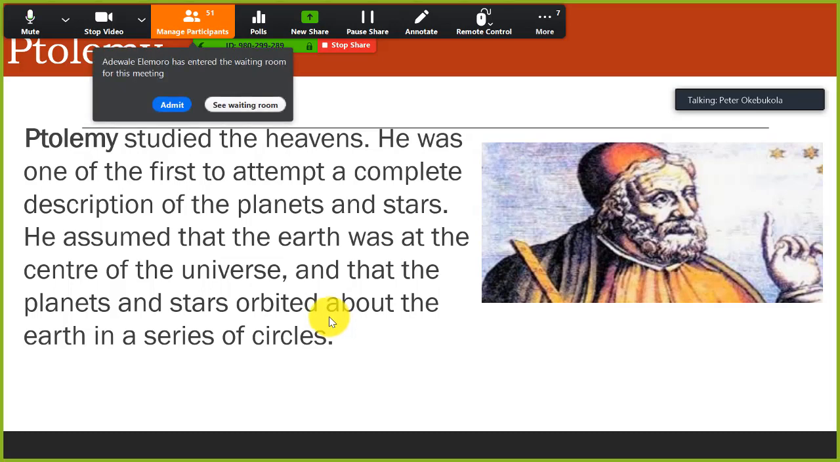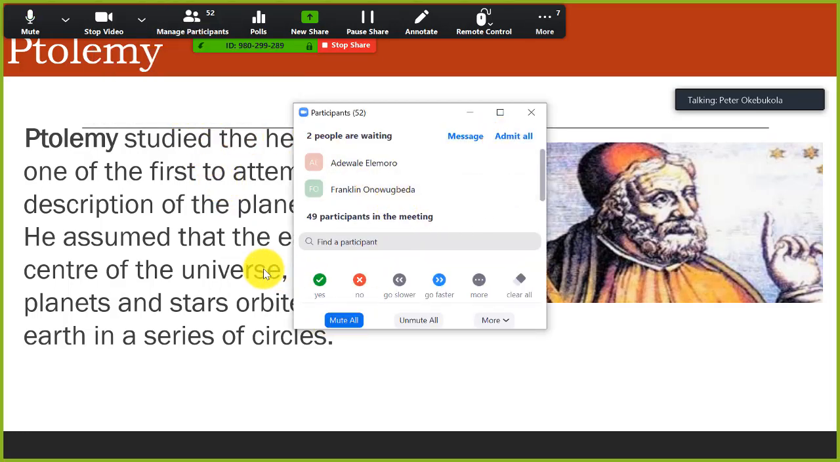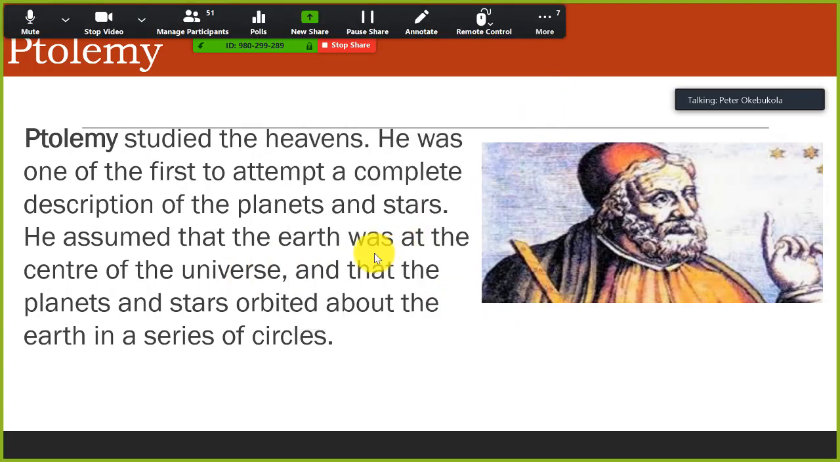He didn't have the instruments for getting something that is otherwise.